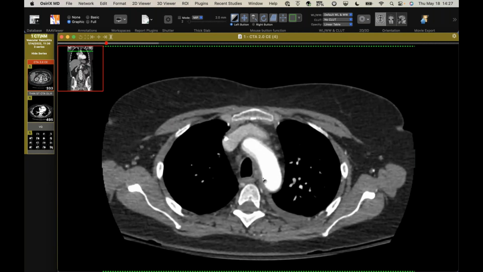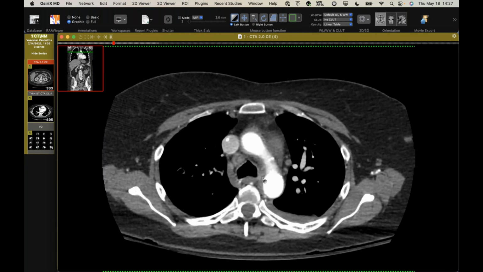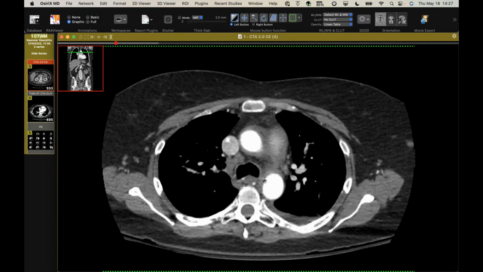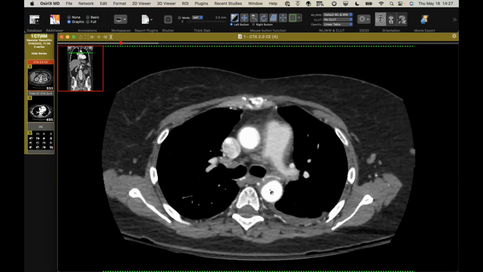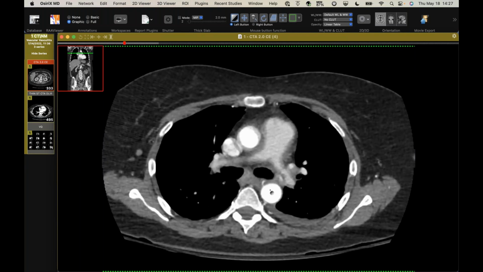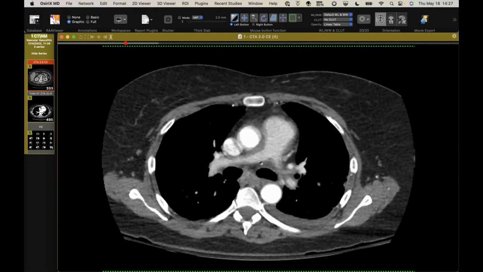There's a lot of motion on this scan. Unfortunately, it was done somewhere else, but I think you can still read through it and realize there's probably something wrong with the aorta itself. And then also the pulmonary arteries. Even though we have motion artifact, you can see that the branch pulmonary arteries are narrow. There's almost certainly some wall thickening there.